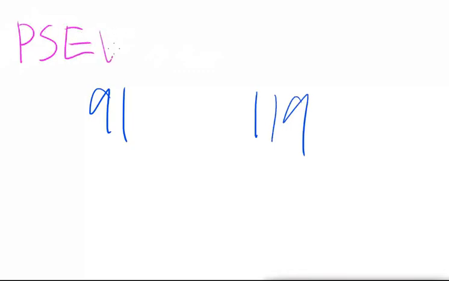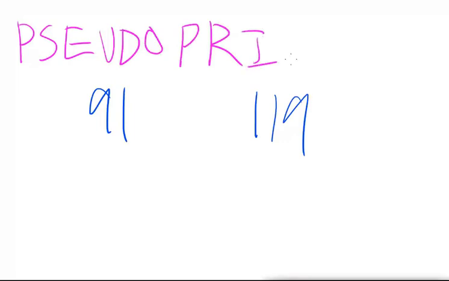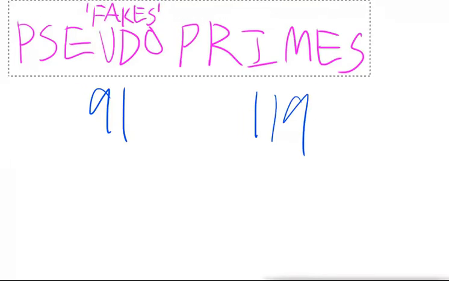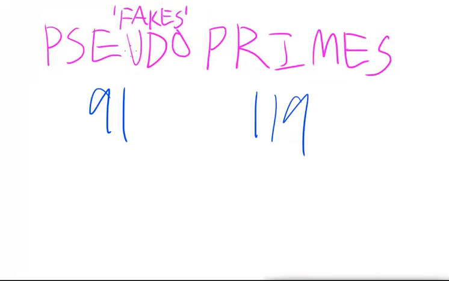91, 119, we can actually call them pseudoprimes, which means they're fake primes. They're imposters. Well, technically, the only pseudoprime under 100 is 91.